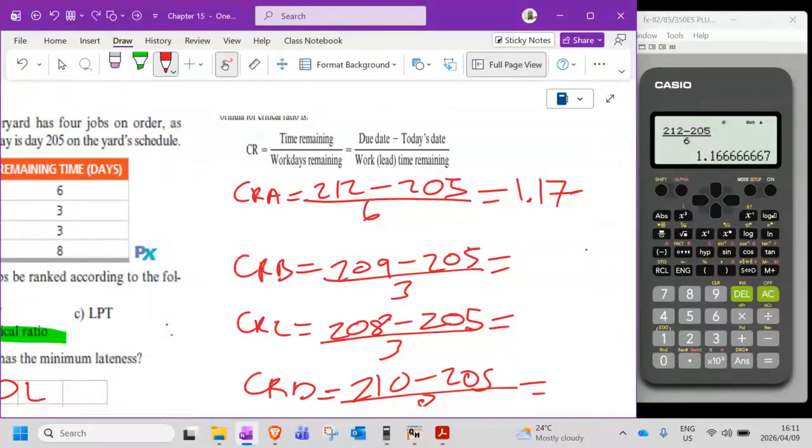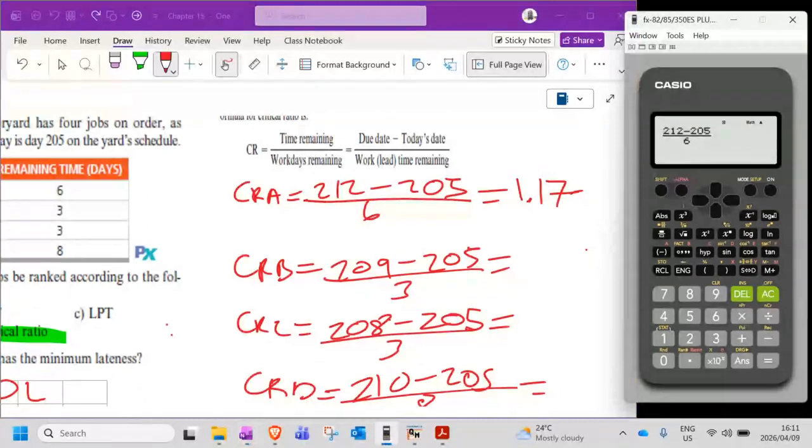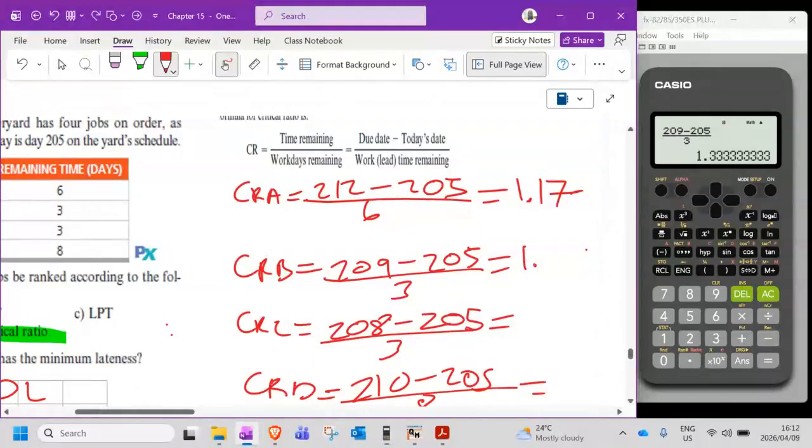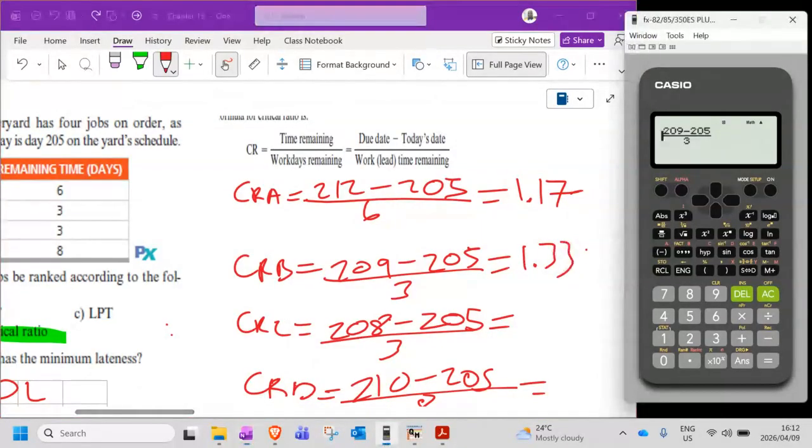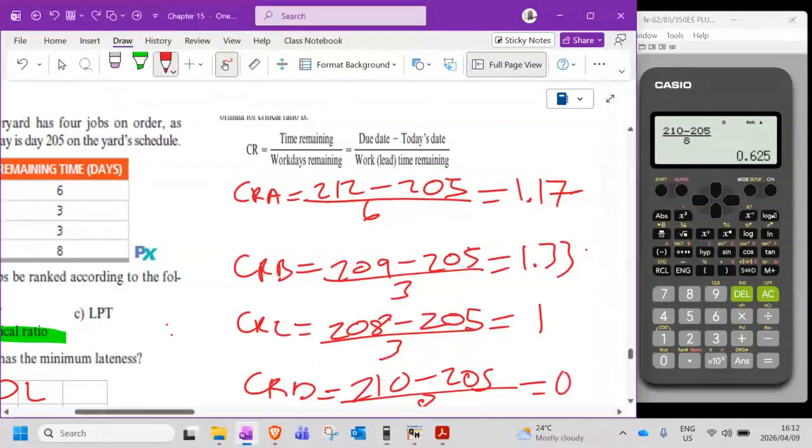The following one is 3 over 209, which is 1.33, followed by 208, which is 1, followed by 210 over 8, which is 0.7.